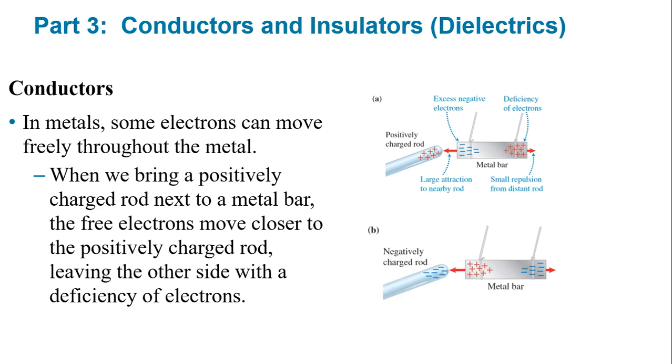And now the opposite obviously is going to be true. If you have a negatively charged rod, the positively charged protons are not necessarily going to move that way, but the negatively charged electrons are obviously going to be pushed back the other way because similar charges repel.